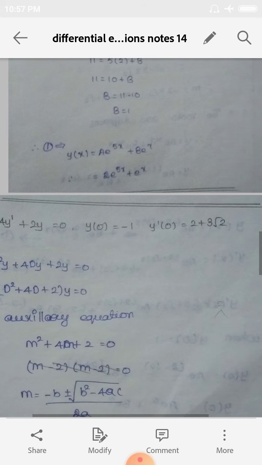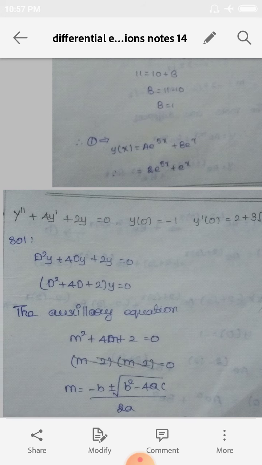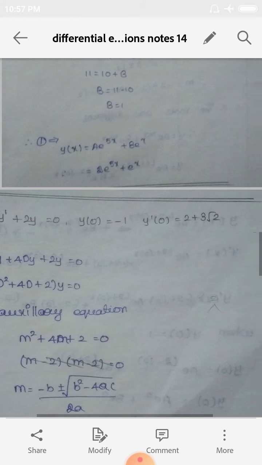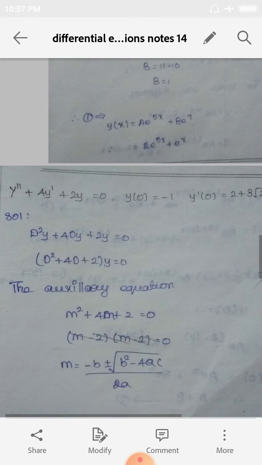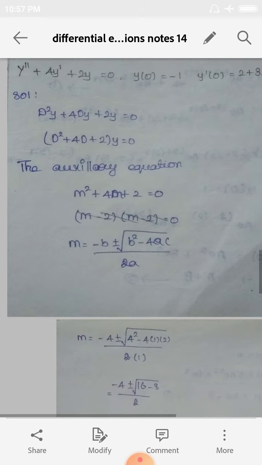Right. See the next one, the same model. y double dash plus 4y dash plus 2y is equal to 0, comma y of 0 is equal to minus 1 and y dash of 0 is equal to 2 plus 3 root 2. This is the condition given.